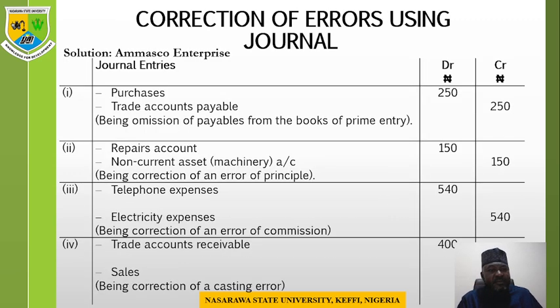So let's see what we did. Repairs account debited, yes. Non-current assets, i.e. machinery account credited, that's correct. And what is the narration? Being correction of an error of principle. Recall I told us that this is a case of error of what? Principle. Reason being that repairs account falls within the nominal classification of account, while machinery account falls within the real classification of an account. And that tells you wrong entry made not just in the wrong account, but also accounts that are not within the same classification.